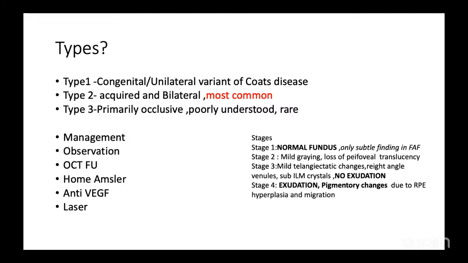So these are the stages, if you want to read them later on in the slides. Stage 1 you may not be able to diagnose unless you do an FAF, fundus autofluorescence. It apparently appears normal. Stage 2 is mild graying, loss of perifoveal translucency, as we saw in the first picture, probably that was stage 2. Stage 3 is telangiectatic vessels. We can see the right angle bend in the venules, and we can also detect the sub-ILM crystals.